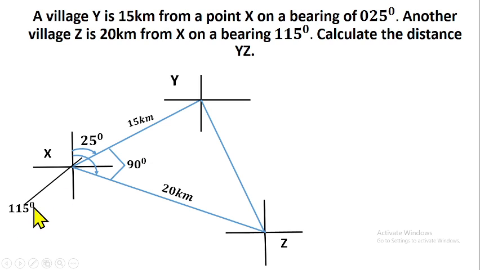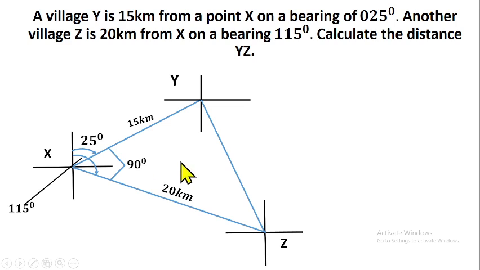So 115 degrees minus 25 should give us 90 degrees. So can you now tell me the name of this triangle? What type of triangle is this? Since this angle here is a right angle, can you tell me the name of this triangle? That means a right angle what? Triangle. It's a right angle triangle.